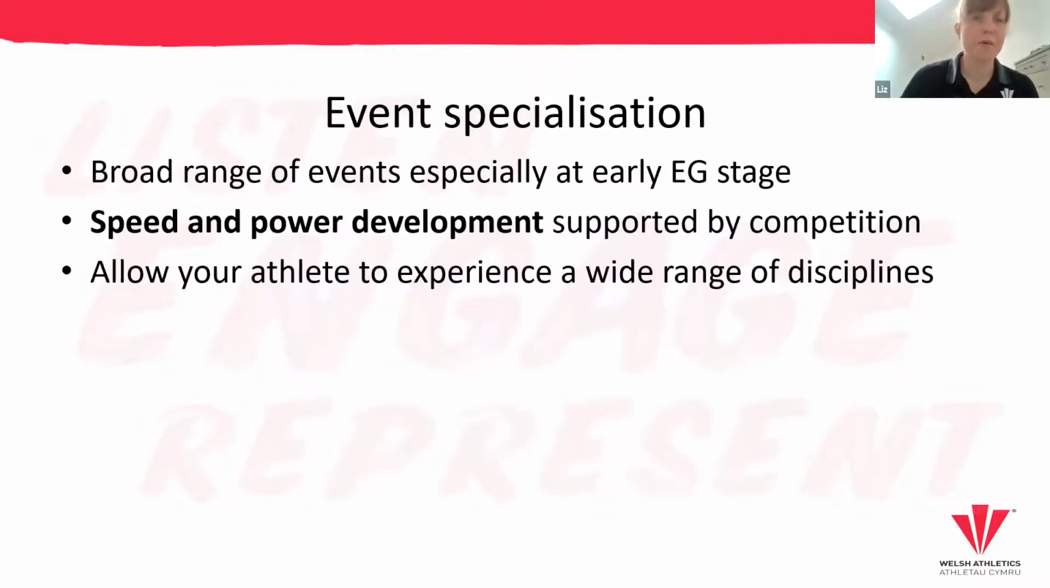Just to recap on that, at the stage of athletes that we generally deal with, a broad range of events, especially at the early event group stage, is really important. Speed and power development is something that we can support through competition. Even in what we would call endurance athletes, they still need those qualities, and it's often the limiting factor as athletes move through the system if they haven't developed it. And then allow your athlete to experience a wide range of disciplines. As I talked about in that slide before, there are lots and lots of options available within the endurance event group that your athlete can have a go at.